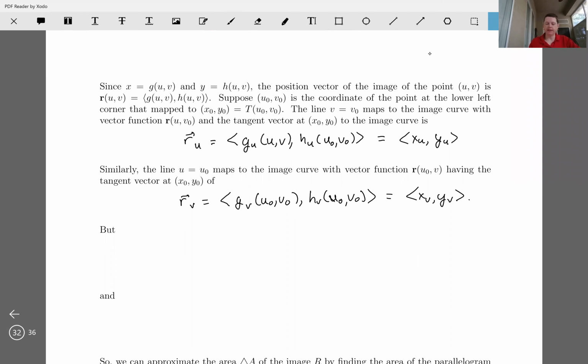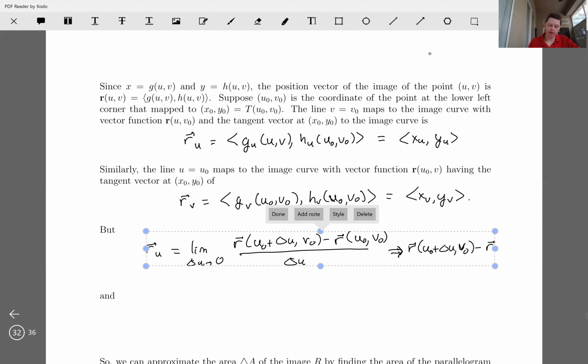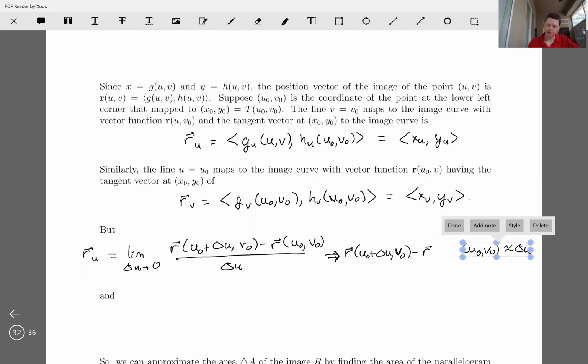But looking at the definition of these derivatives, we know that the partial with respect to u of our function is going to be the limit as delta u goes to 0 of our function evaluated at (u sub 0 plus delta u, v sub 0) minus r evaluated at (u sub 0, v sub 0), all divided by delta u. Multiply both sides by delta u, and we get that r of (u sub 0 plus delta u, v sub 0) minus r of (u sub 0, v sub 0) is going to be approximately delta u times the partial with respect to u.